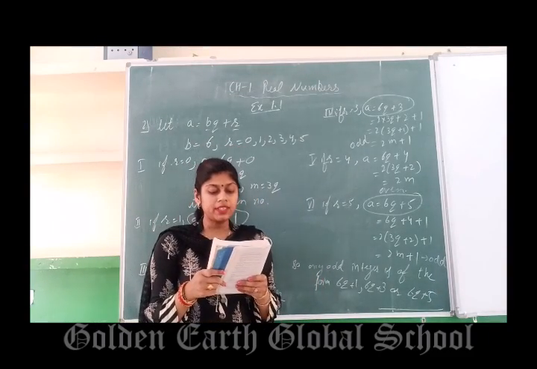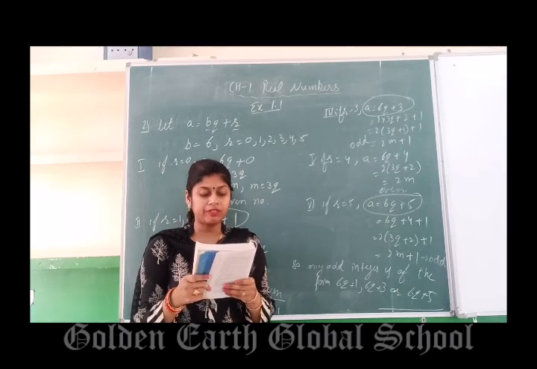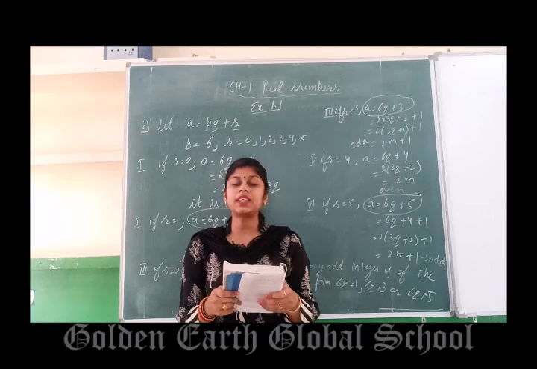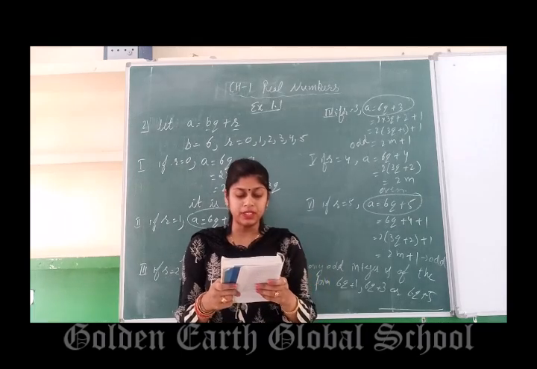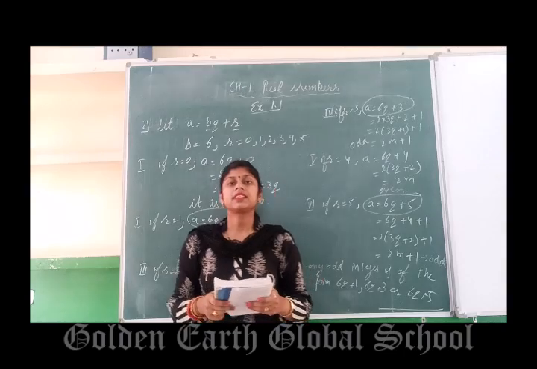Use the Euclid division lemma to show that the square of any positive integer is either of the form 3m or 3m plus 1. And the fifth question. The same process we have to follow in these questions. Clear? Next, this is your second question.